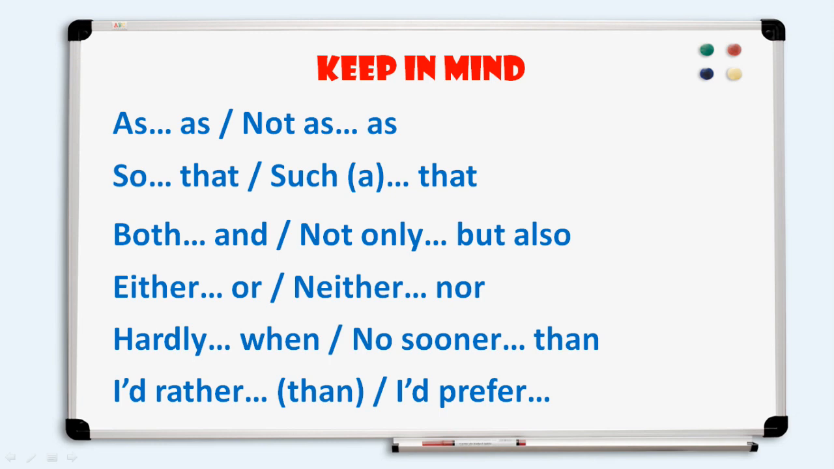I'd rather or I'd prefer to talk about preferences. Just remember that I'd rather is followed by a bare infinitive, I'd rather do, whereas I'd prefer should be followed by a to-infinitive or an -ing form. I'd prefer to do or doing.